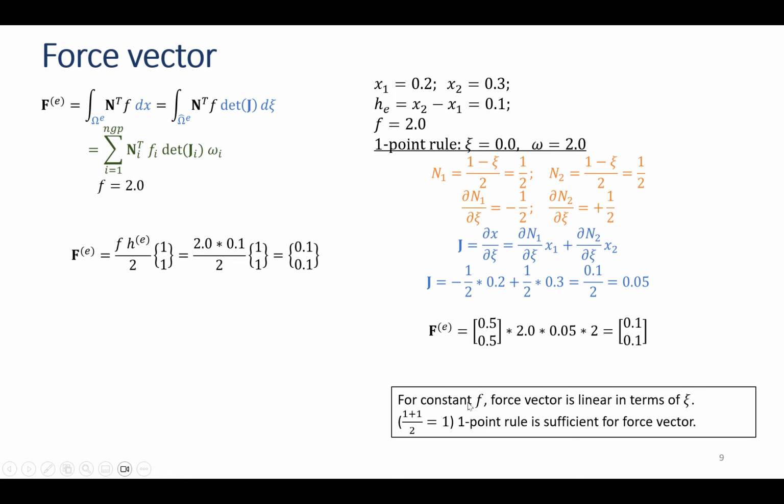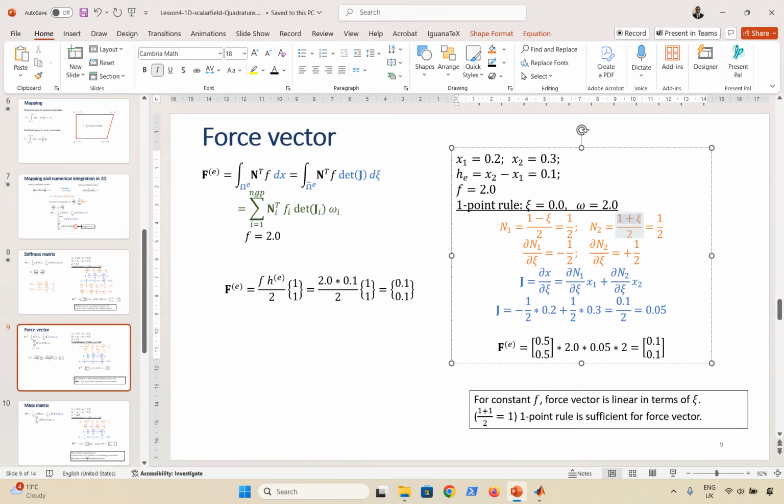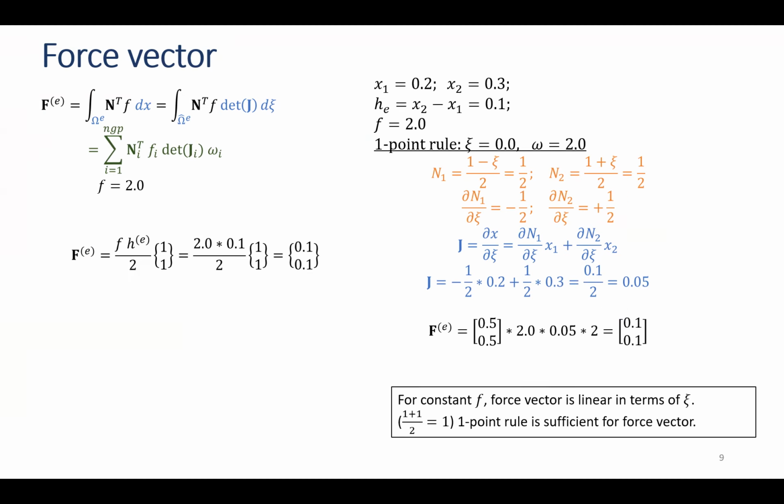Again, for constant f, this force vector is linear in terms of j. Only the N's depend on j. N1 and N2 are linear in j, so we need only one Gauss point for evaluating the force vector.